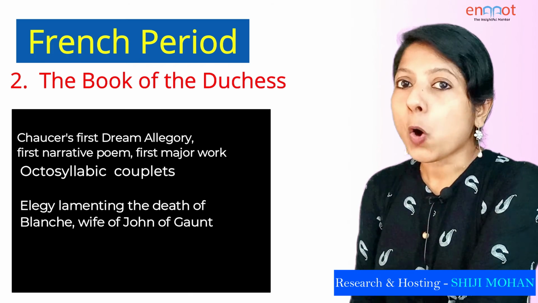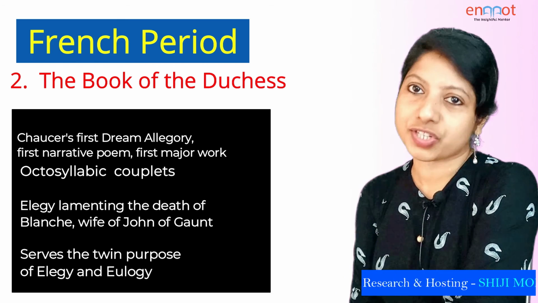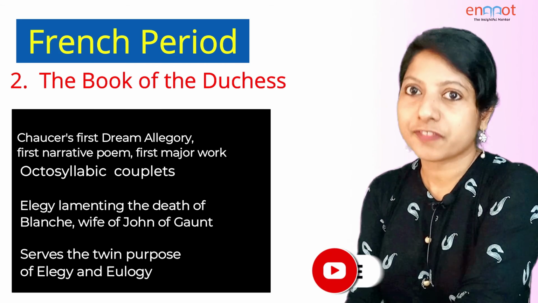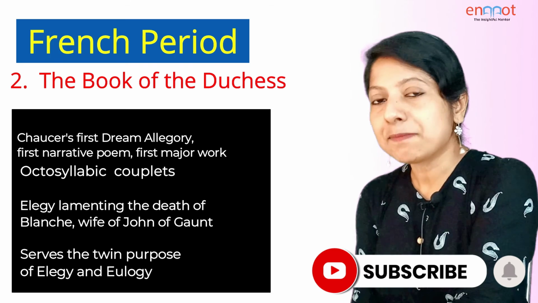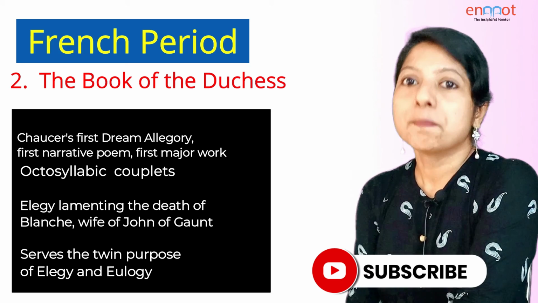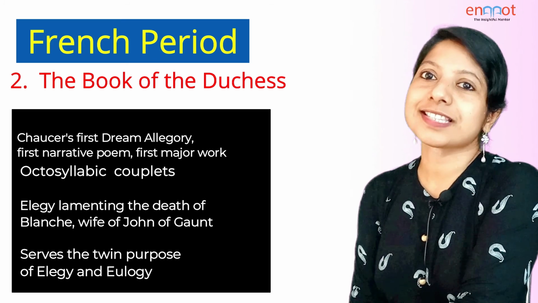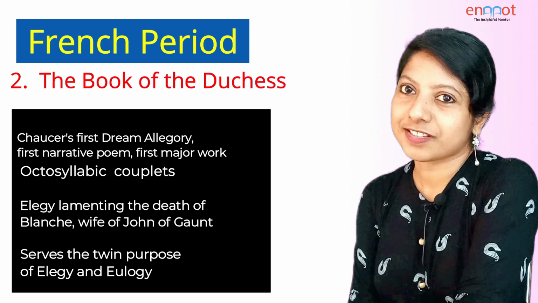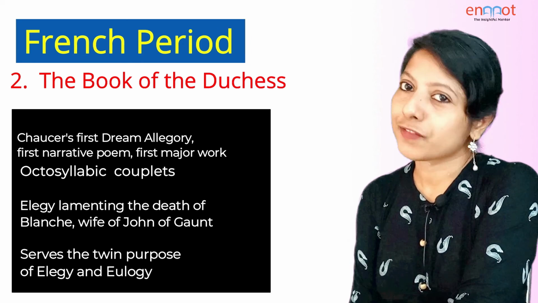Now this poem serves the twin purpose of elegy as well as eulogy. Now elegy in the sense that it mourns the death of the Duchess of Lancaster named Blanche. At the same time, it consoles her bereaved husband John of Gaunt. And eulogy in the sense that it praises or glorifies the Duchess. So this is all about the Book of the Duchess.